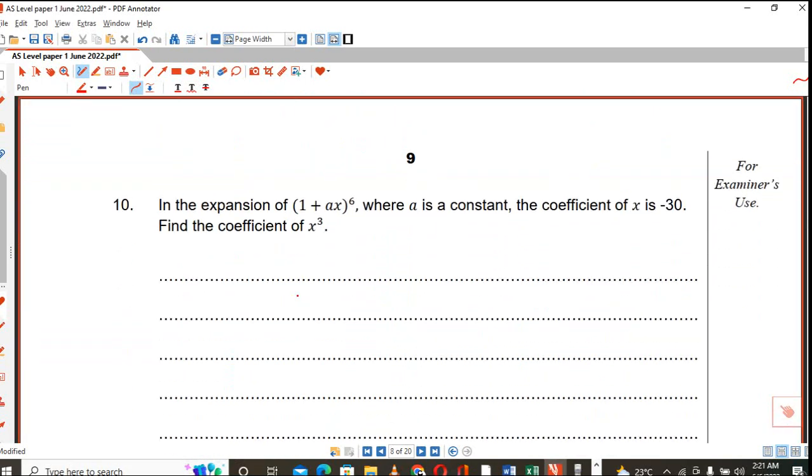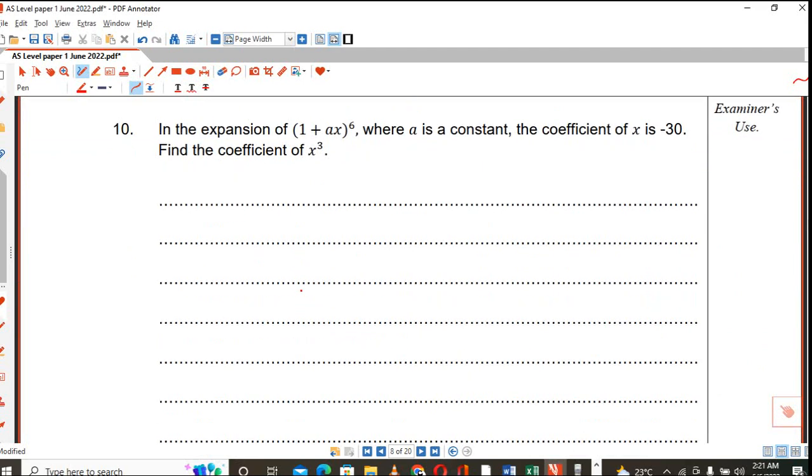In the same vein, let's look at question 10. In the expansion of (1 + ax) to the power 6, where a is a constant, the coefficient of x is minus 30. Find the coefficient of x cubed.